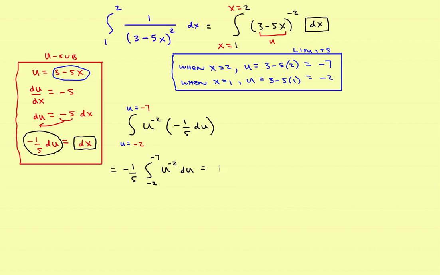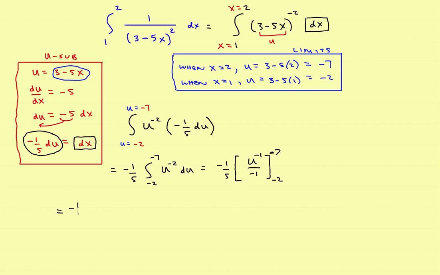Okay, what that'll give you would be -1/5. Now again, add 1 to this, this will change into u to the -1 divided by a -1, evaluated from -2 to -7. Okay, now we'll bring it back over here.